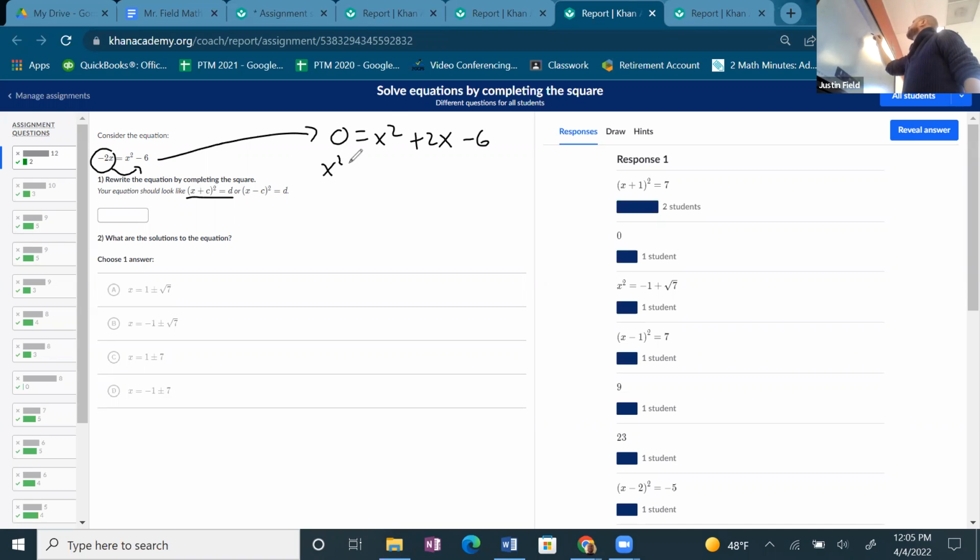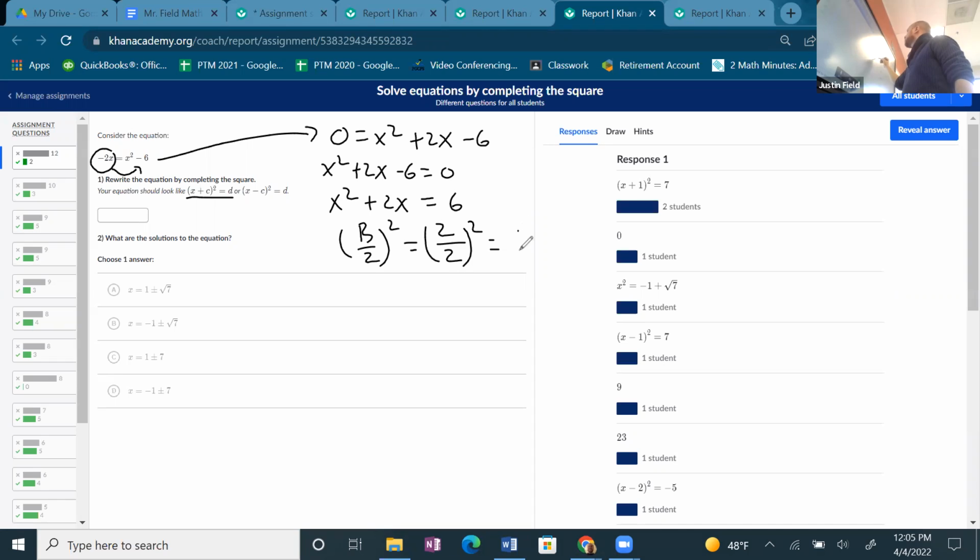Now I'm also going to rewrite this. It's nicer, right? So now let's get the c term over to the other side. Now let's add b over 2 squared, right? What's that going to be? That would be 2 over 2 squared, which is 1 squared, which is 1. So we are going to add 1 to both sides. X squared plus 2x plus 1 equals 6 plus 1.